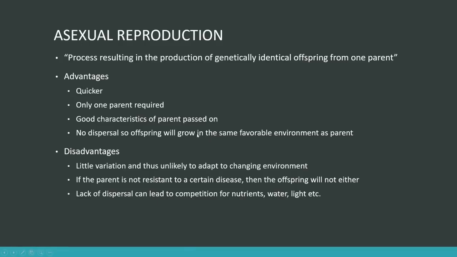So the lack of dispersal can actually be a bad thing as well, because if all the offspring is growing in the same environment, then you get more competition amongst offspring for nutrients, water, and light, and that can quite often be scarce. So just a diagrammatic interpretation of asexual reproduction. You've got one parent cell here. It produces an offspring basically, which is exactly identical to the parent.